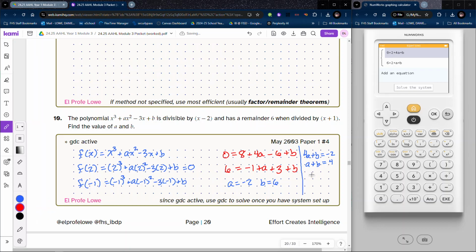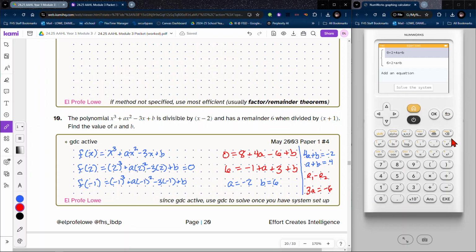And if I took this first row, row 1 minus row 2, 4 minus a would be 3a, b minus b would be 0, negative 2 minus 4 would be negative 6. So 3a is negative 6, which means a would have to be negative 2. And if a was negative 2, that'd mean that b would have to be equal to 6. So we could quickly solve this without a calculator as well.